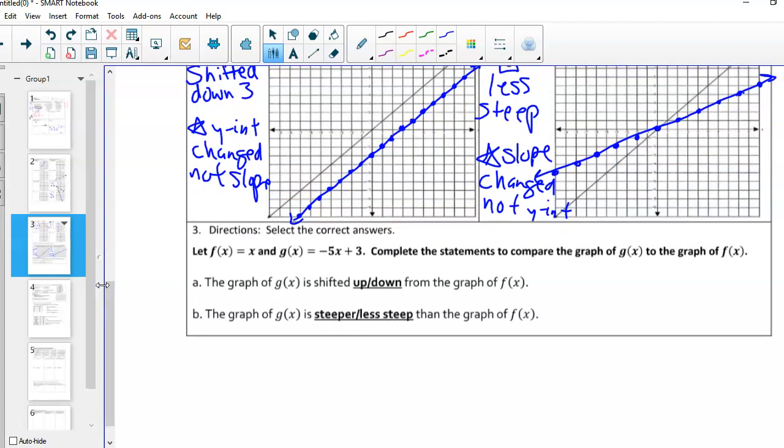And number 3, we're comparing whatever the original was, so that's the black line up here, to this new function. Was our new function shifted up or down from our original? Up. How do you know that? This is plus. Because of the y-intercept. It changed. It's now up, because it was at 0.